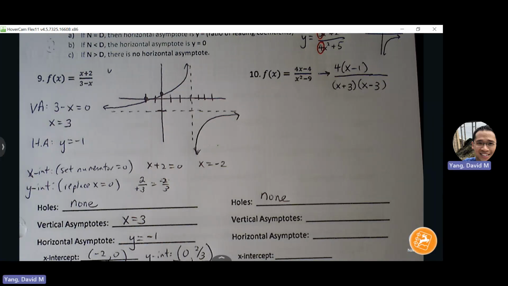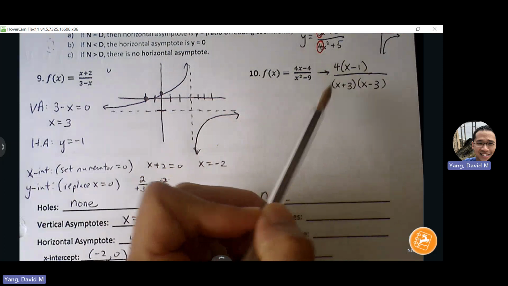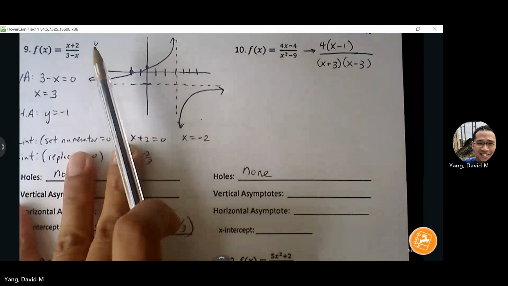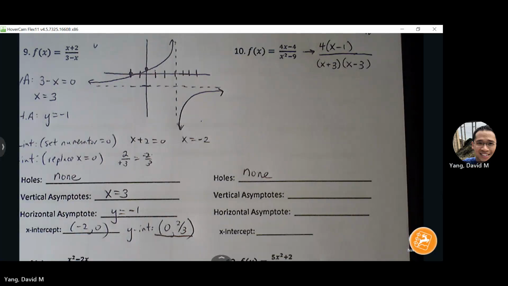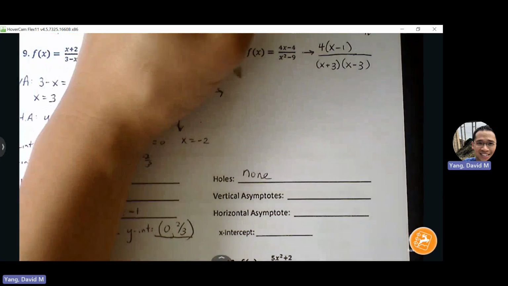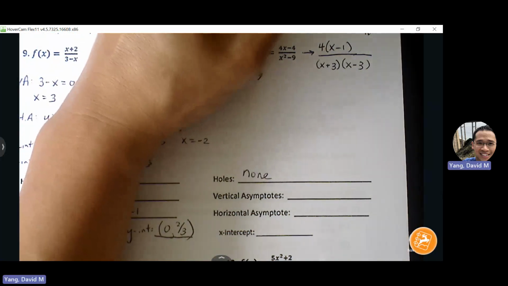The 4s would cancel out if there's a 4 in the denominator, but that's not going to indicate that there's a hole. The hole is always going to involve a variable matching. Okay, so vertical asymptotes. How many do you think we have here? 2. We have 2 factors in the denominator that don't cancel out. So we're going to have 2 vertical asymptotes.